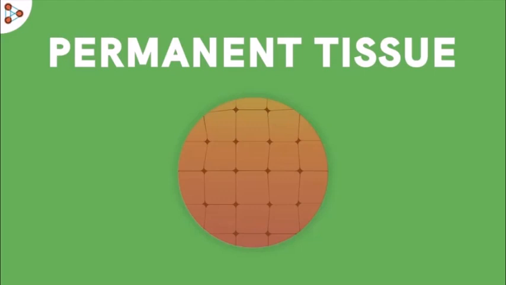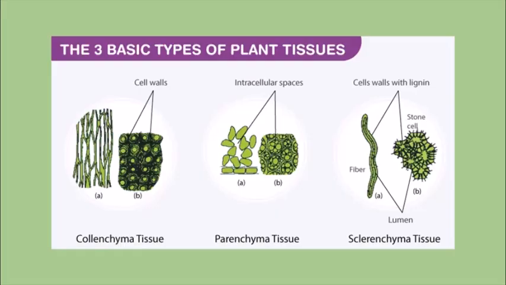Simple permanent tissues are made up of only one type of cells and they perform only one function. For example, epidermis. The entire outer surface of the plant is made up of only one layer of cells, which is called epidermis. So this is called a simple permanent tissue. Now the basic types of simple permanent tissues are three: collenchyma, parenchyma and sclerenchyma.